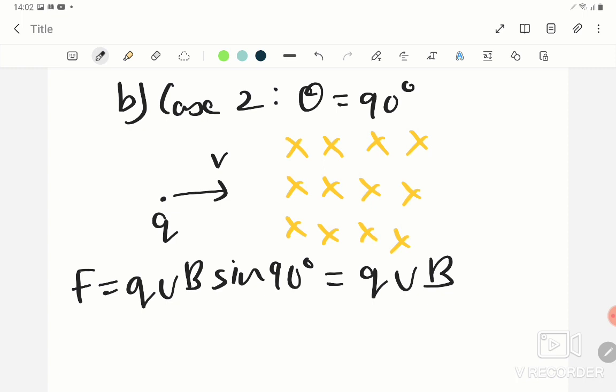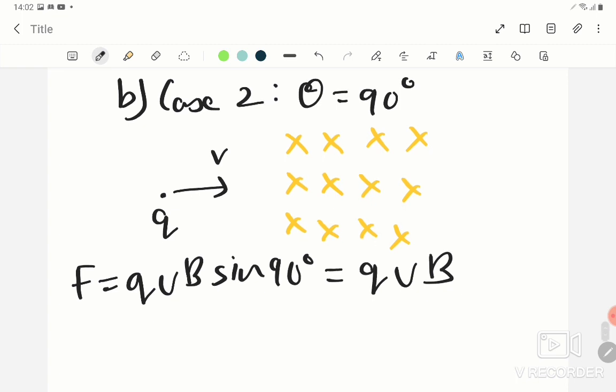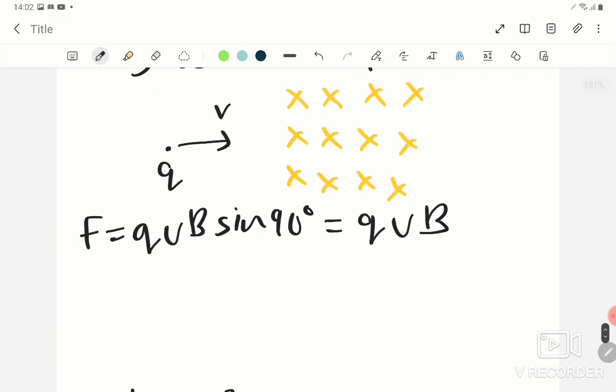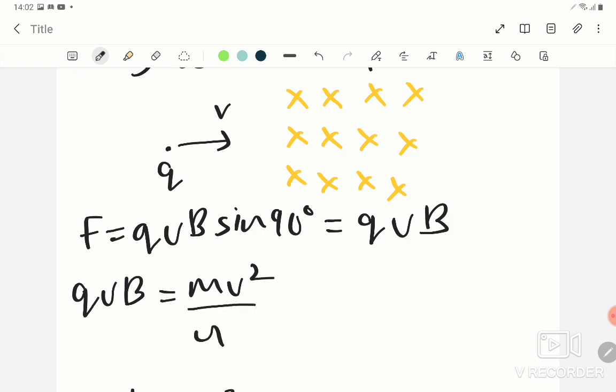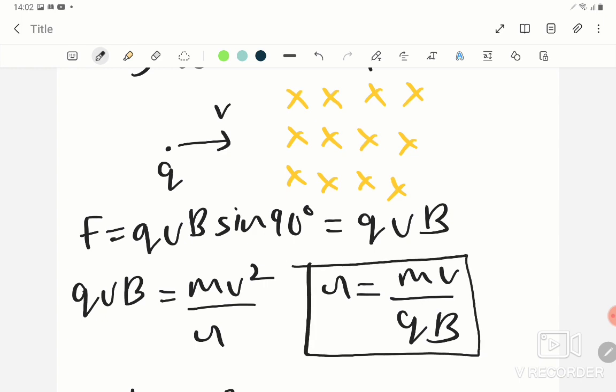Guys, whenever force is perpendicular to velocity, we will have circular motion, and in this circular motion we can easily find out the radius of the circle. For this guys, we need to understand that this force QVB is the centripetal force acting on the charge, and therefore QVB will become equal to mv square by r. Now guys, on solving this, we'll obtain the radius of the circular motion as r is equal to mv upon qB. Guys, in this formula, m is the mass of charge, v is the velocity of charge, q is the charge, and B is the magnetic field.